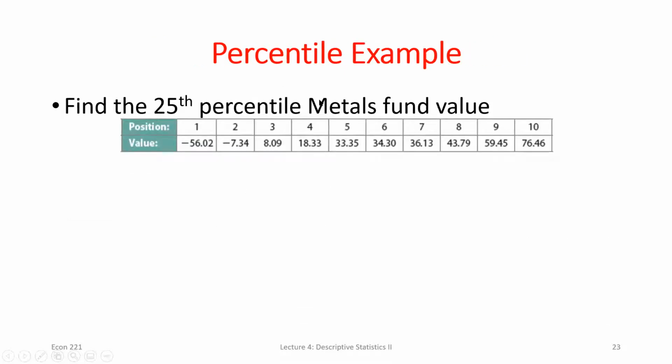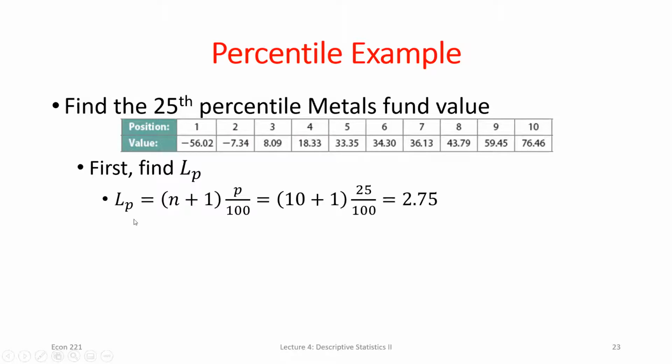So let's say I have this example where I want the 25th percentile and I've got 10 different metal funds, and this is how much they're worth. I've arranged them from smallest to largest. The next step is to use this equation to find what position would give me the value for that 25th percentile. I plug in my number of observations, 10, and the percentile I want, 25, and I get the 2.75th position. Well, I have a second position and a third position, but I don't have a 2.75th position.